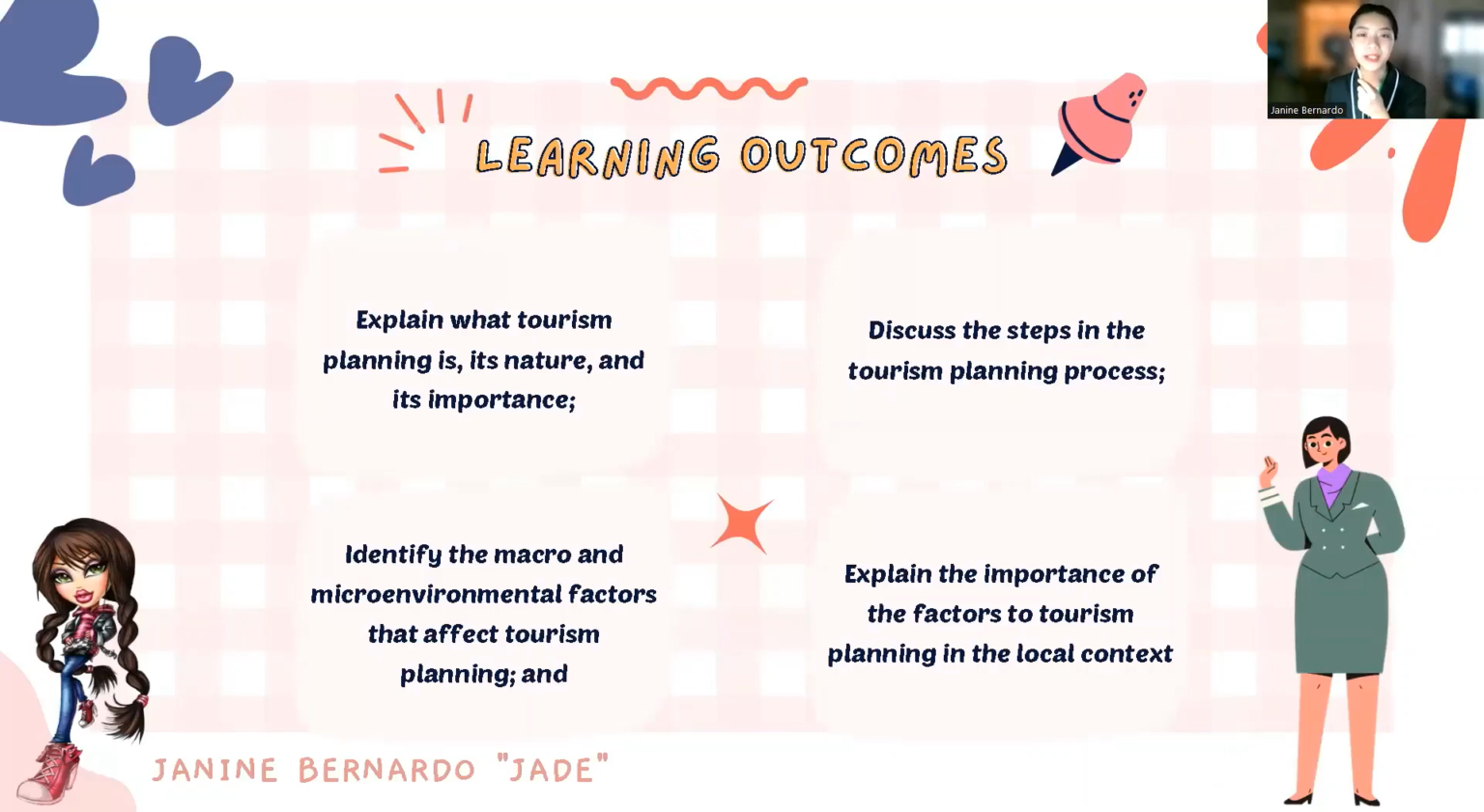First things first, by the end of today's lesson, students should be able to first explain what tourism planning is, its nature and its importance, discuss the steps in the tourism planning process, identify the macro and micro environmental factors that affect tourism planning, and explain the importance of the factors to tourism planning in the local context. Next slide, please.